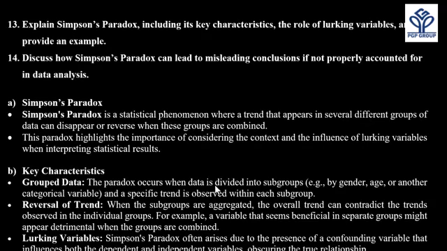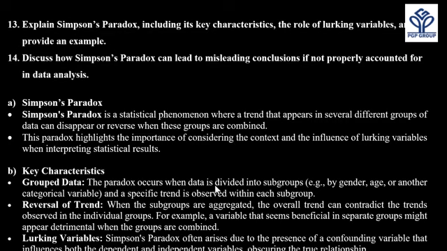The last question is: explain Simpson's paradox. Include its characteristics, the role of lurking variables, and provide an example. You can see the 14th question also: discuss how Simpson's paradox can lead to misleading conclusions if not properly accounted for in data analysis. This is a very important question, and this is going to be the last question.